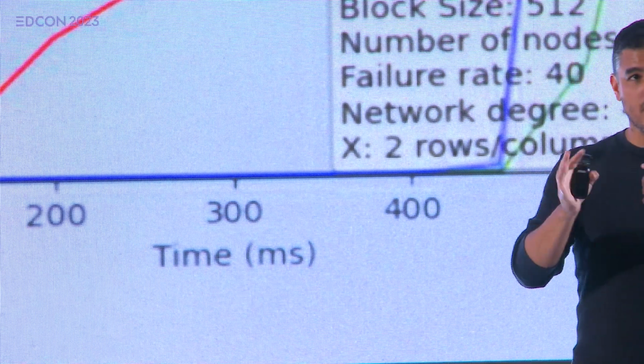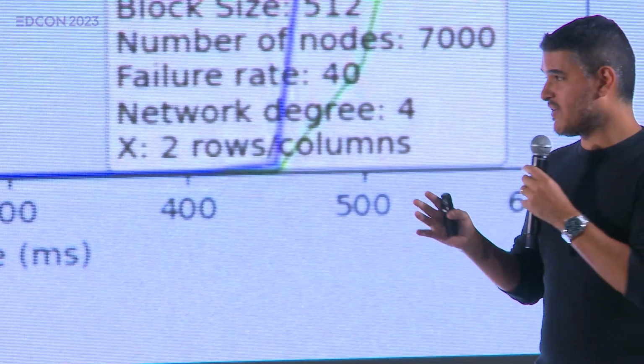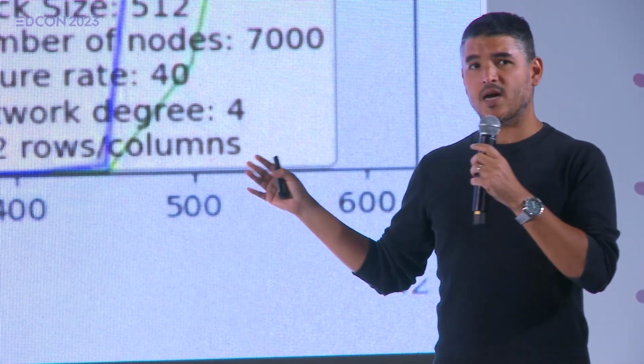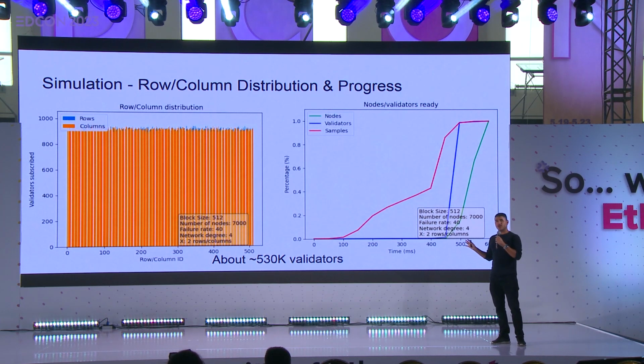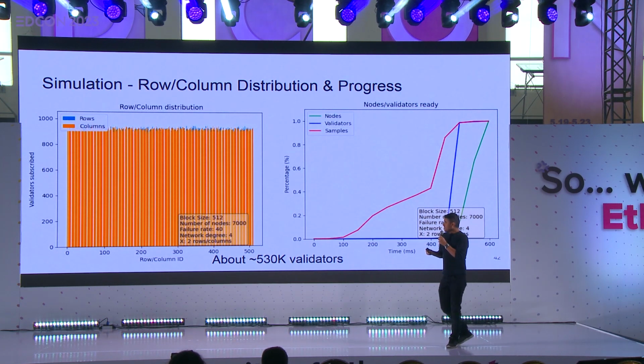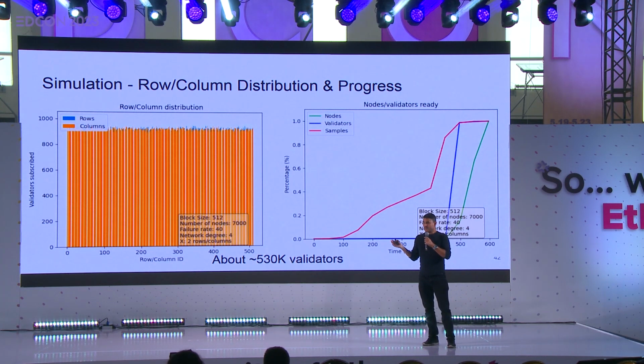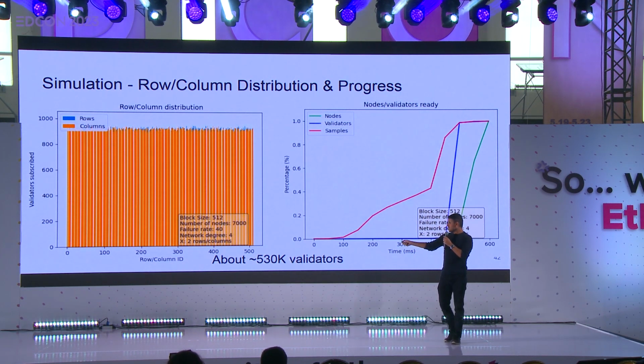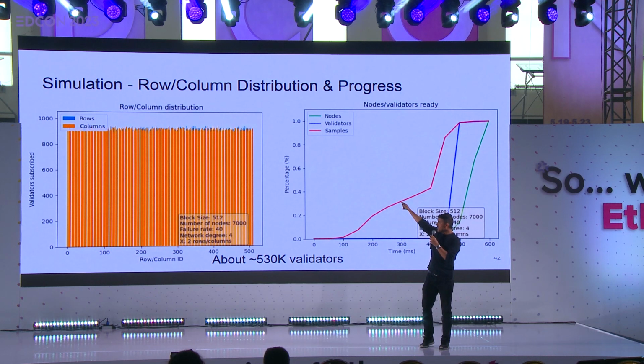And with the configuration of validators per node, that gives us something in the order of 530,000 validators, which is relatively close to what we see today in reality in the Ethereum chain. And we set up the block size to be 512. So it's normal that the x-axis that you see here goes until 512, because you only have 512 rows and columns. And then you see how many validators are receiving those rows and columns.